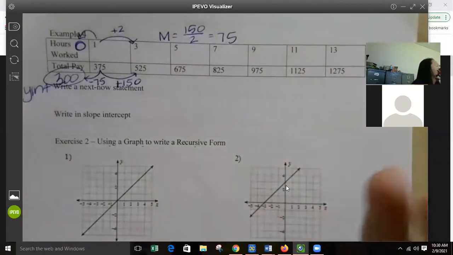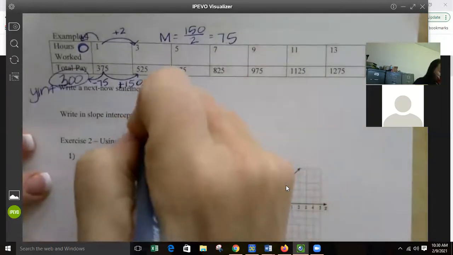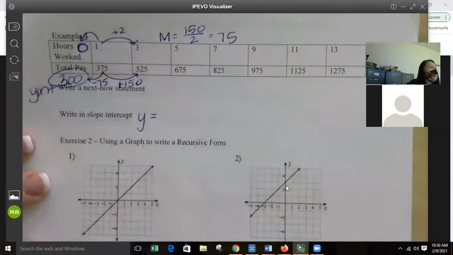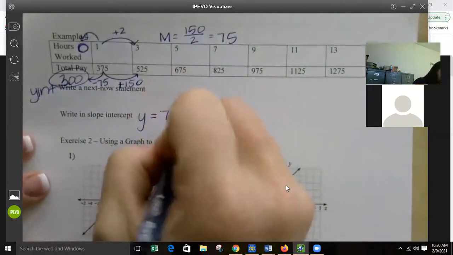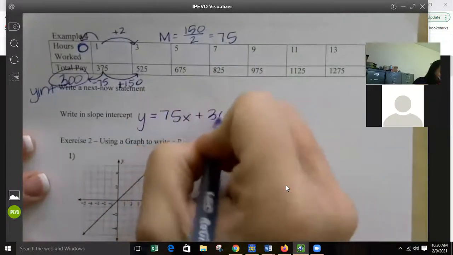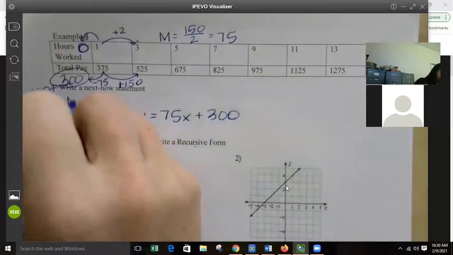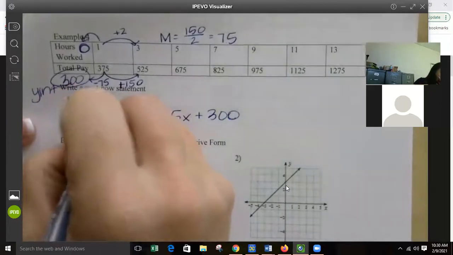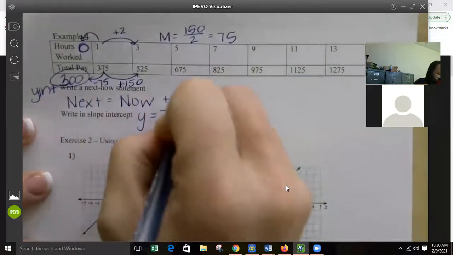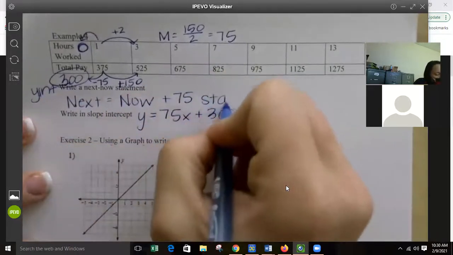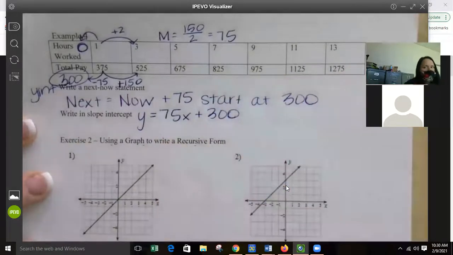Again, the charts are the hardest, so it's about to get really easy. Okay? It's about to get really easy. Y equals, what's your slope? 75x, and what did we start with? A positive 300. For next now, next equals now. Our slope was a positive 75, and we started at 300.